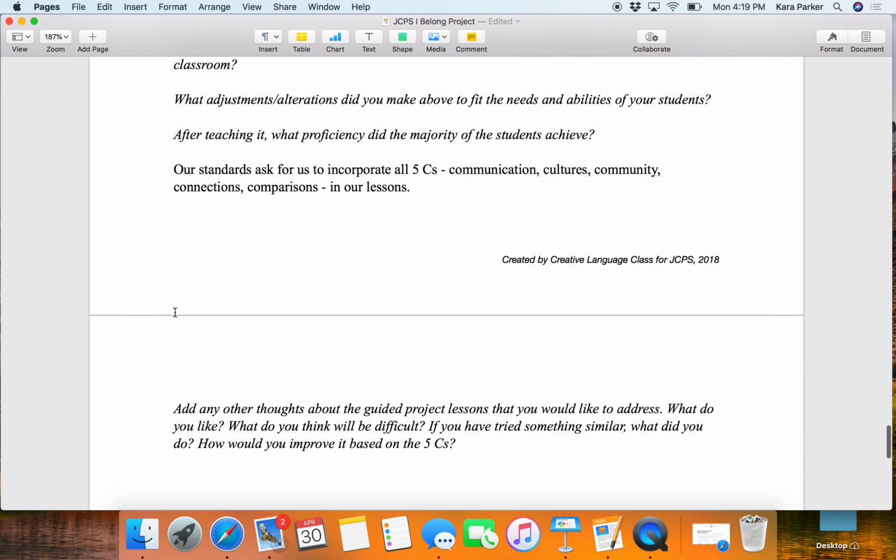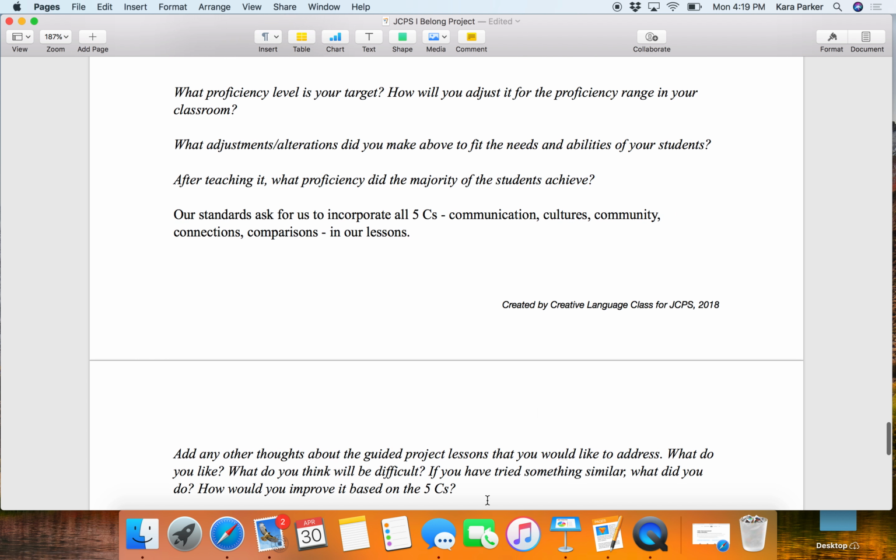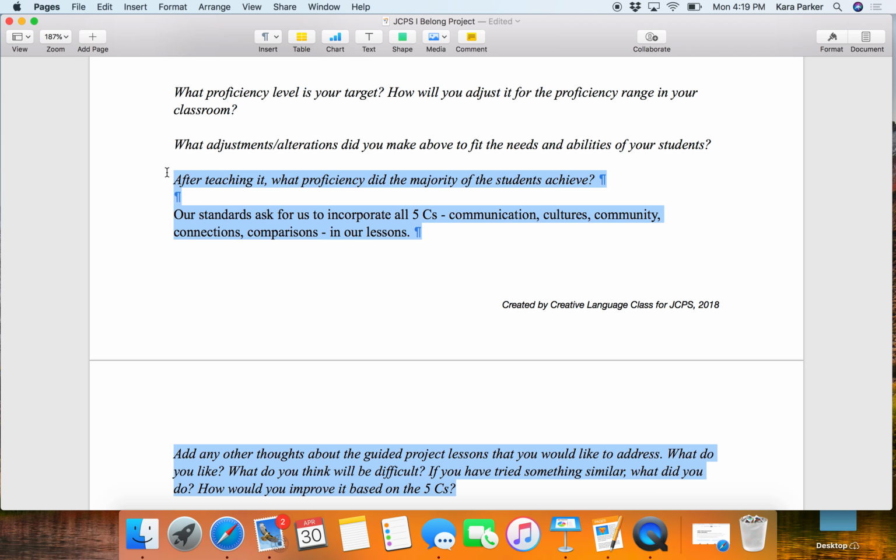And the last part is just talking about our standards. One of my main goals here was to make sure that there was communication, culture, community, connections, and comparisons. At least a little touch of these in as many lessons as possible. So again, here, add any other thoughts that you would like about the project, what you liked, what you would do differently, if you've tried something similar, how did it work, or just your successes or not, or how you could improve this. So this will go to either Jackie or Rachel, and those directions are on that first page.